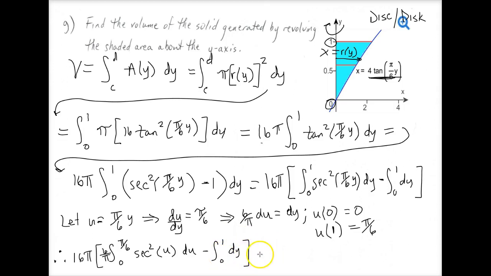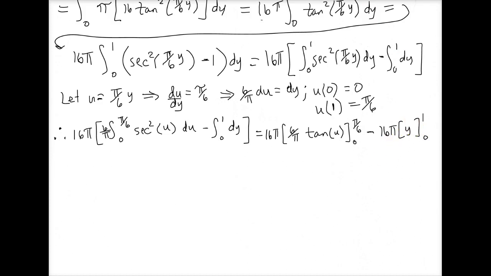So from this point, we know that integrating secant squared of u would be the same as tangent of u, and that will be evaluated from 0 to pi over 6. And then minus, we have 16 pi, and we will integrate dy, which is just y, and that will be evaluated from 0 to 1.